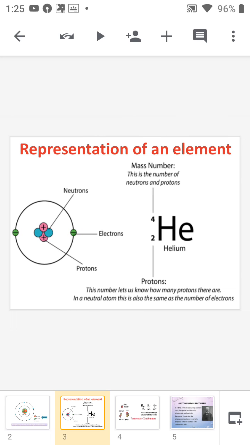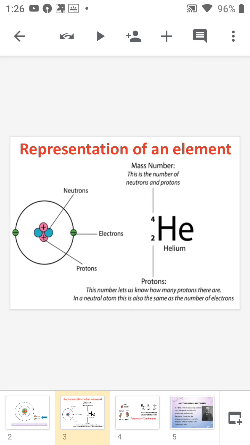Now we are moving into how to represent an element. So I have shown an example here, that is helium. The atomic number of helium is 2. On the left hand side I have shown the atomic model. The nucleus consists of two protons, which are shown by the pink ball, and the charge is positive, and the neutron is represented by the blue ball, and it is a neutral particle, and the electron is represented by the green ball, having a negative charge, which is revolving around the nucleus.